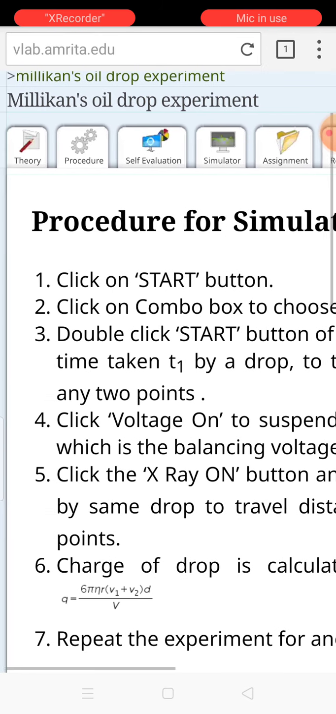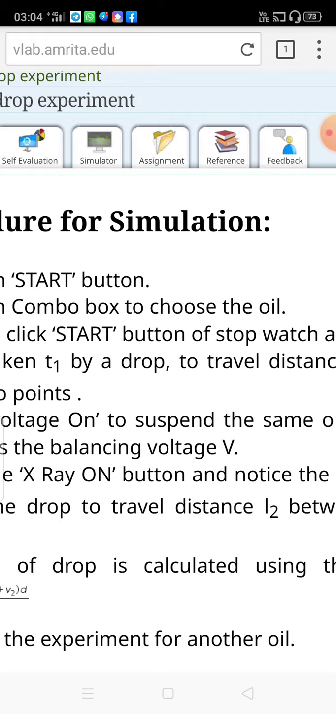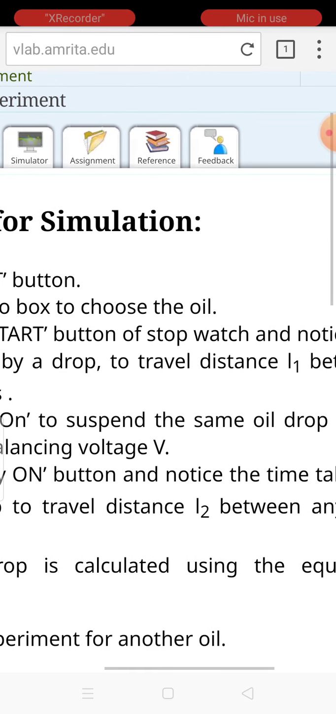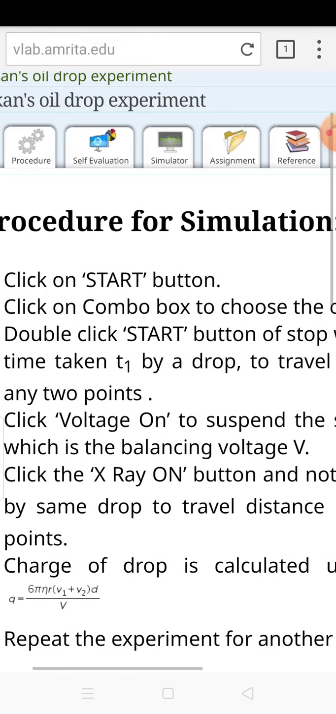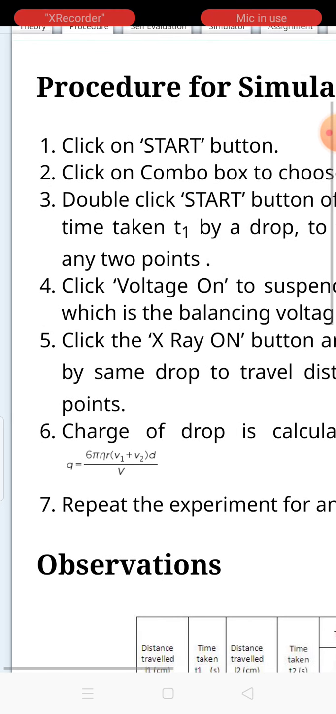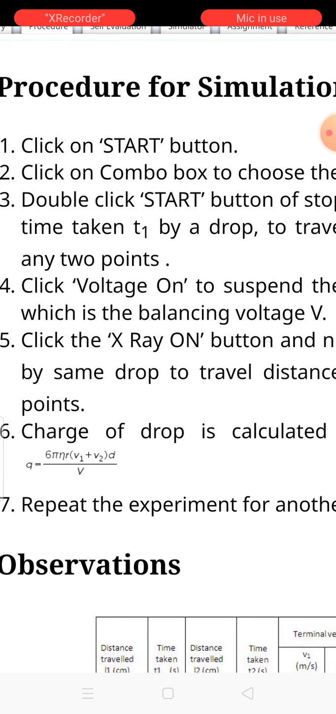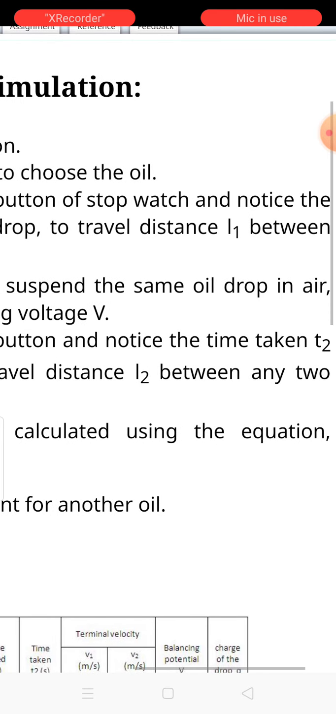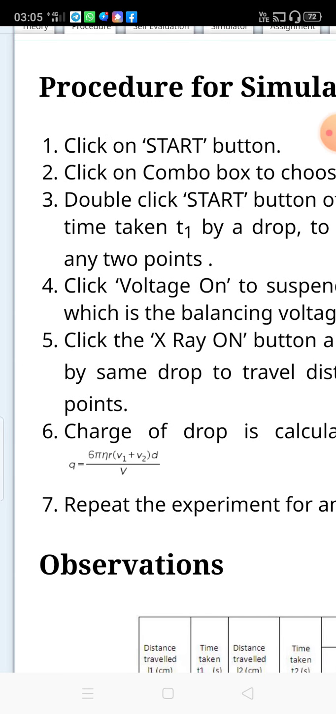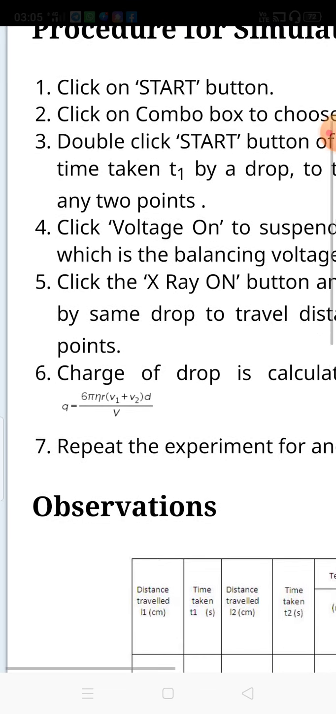Here you are using the simulation lab. The procedure for the simulation is: click on the start button on the simulator lab, click on the combo box to choose the oil, double click on the start button of the stopwatch and note the time T1 taken by a drop to travel distance L1 between any 2 points. Click on voltage on to suspend the same oil drop in air, which is the balancing voltage V. Click on the X-ray on button and note the time T2 taken by the same drop to travel distance L2 between any 2 points, and the charge of the drop is calculated.